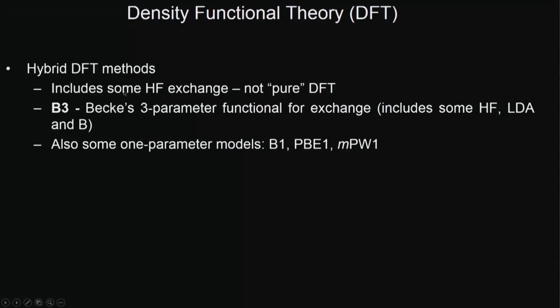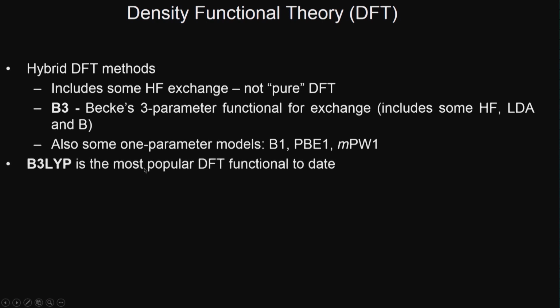If you really need to have a good knowledge of these ab initio and density functional methods, you may start using them, but generally for very small molecules, more of this density functional. Hybrid density functional methods are not pure density but hybrid. Becke's 3-parameter functional for exchange, and 1-parameter models are also there. Then you have B3LYP, the most popular density functional method.